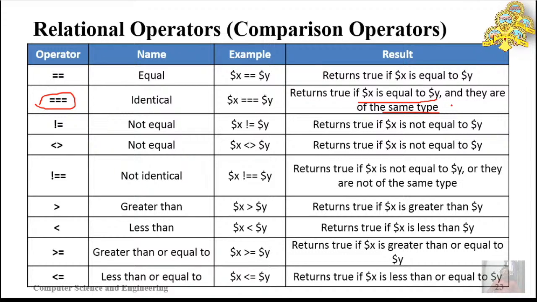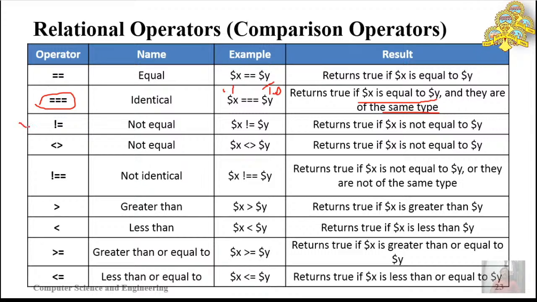For example, if x has the value 1 and y has the value 1, then it will return true. But if x has the value 1 and y has the value 1.0, then I will get false as the result. The reason is that x has the value 1 but it is an integer type, y has the value 1.0 but it is a float type. For us both are the same value but their types are not the same.